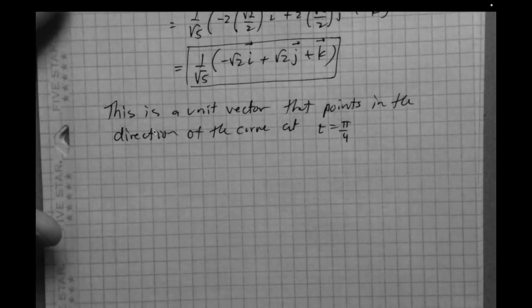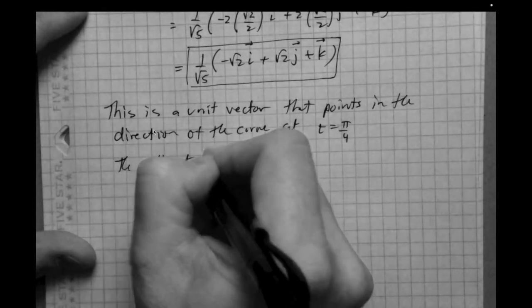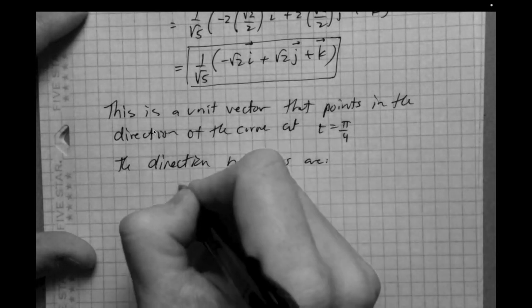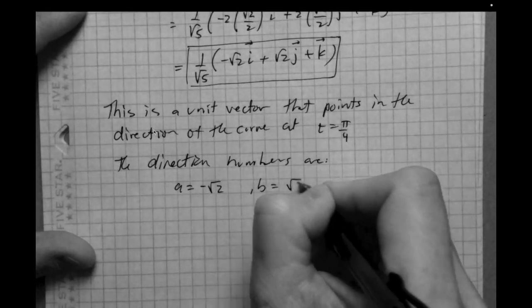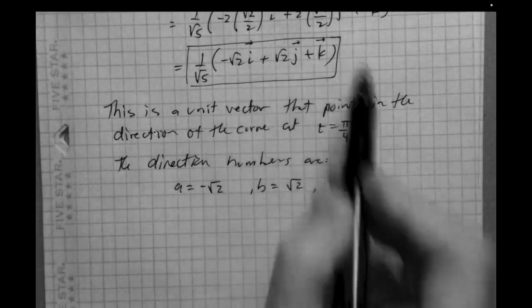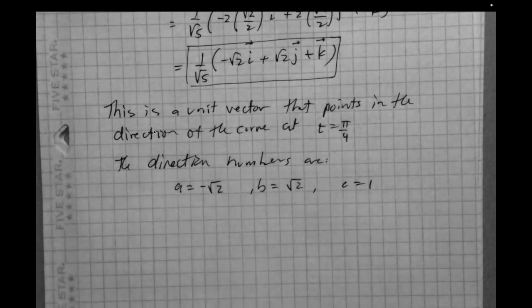Okay, so the direction numbers are, and we can just pull them right out of there. So it's a equals negative square root of 2, b equals square root of 2, and c equals 1. Right, so we can just pull those right off the ijk piece. All right, the 1 over square root of 5 is common to all of them, so we can just exclude that piece.